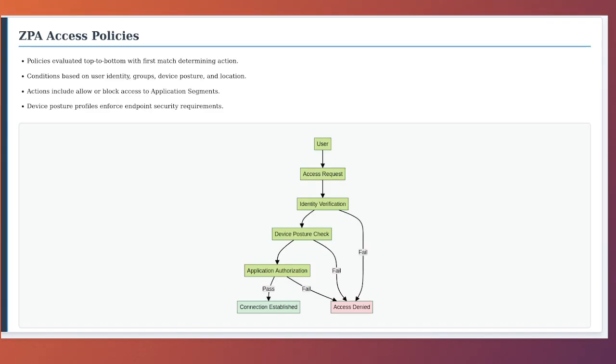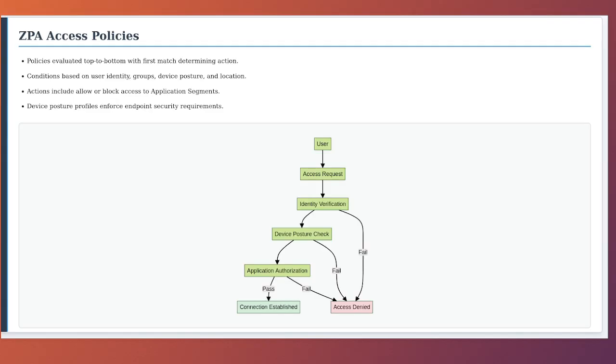Policy conditions can be based on multiple factors. User identity from your identity provider is the most common condition. You can specify individual users, groups from your directory, or SAML attributes. Device posture conditions can require that devices meet certain security requirements like having updated antivirus or disk encryption enabled. Location conditions can restrict access based on the user's geographic location or IP address.